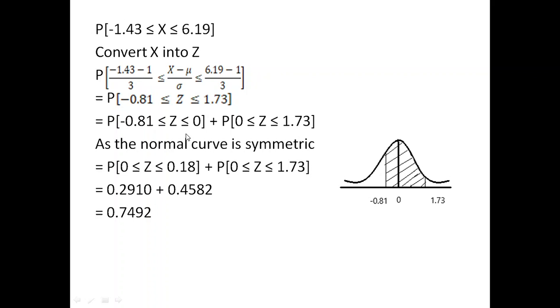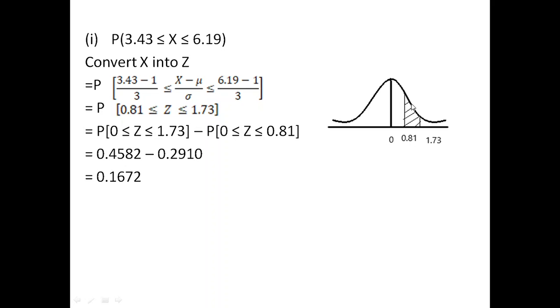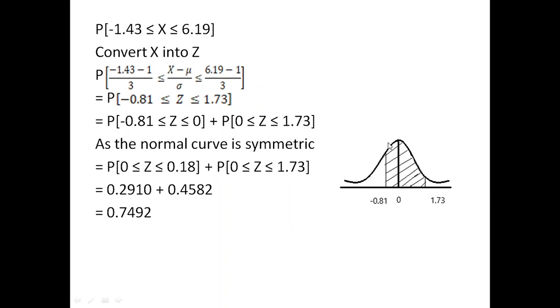So why do we convert minus into plus? Because the table we are using just shows the positive value. So that's why we have to convert it into a positive value. Now we will add, because in the previous part we subtracted, because both the values were on the same side, but here we will add the area from 0 to this and then from 0 to 1.73. So again the values are almost the same, and here instead of subtraction I have added both the values.